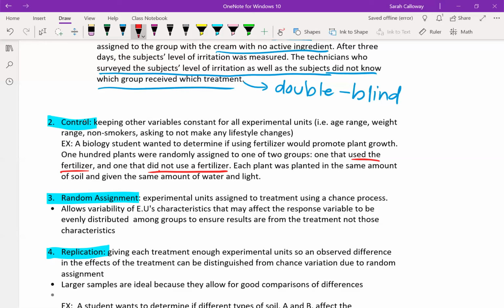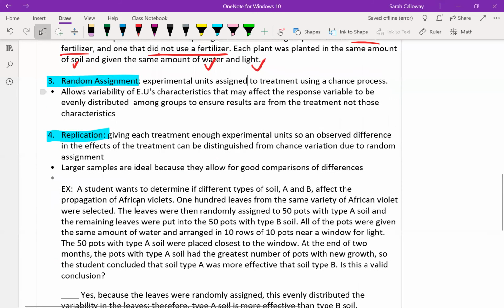Each plant was planted in the same amount of soil, given the same amount of water, and the same amount of light. So they're controlling the situation so that those things don't affect the growth of the plant. Every plant could grow differently, but they're trying to control the situation enough so that it would not affect the data, so that it's only the fertilizer that's the difference between these plants.